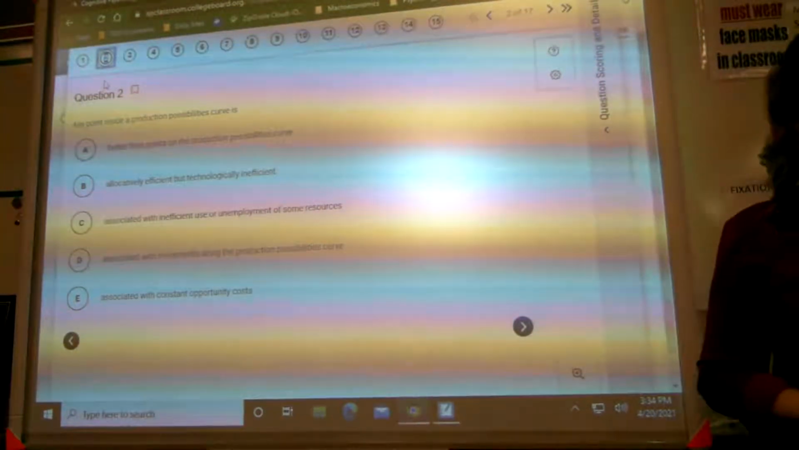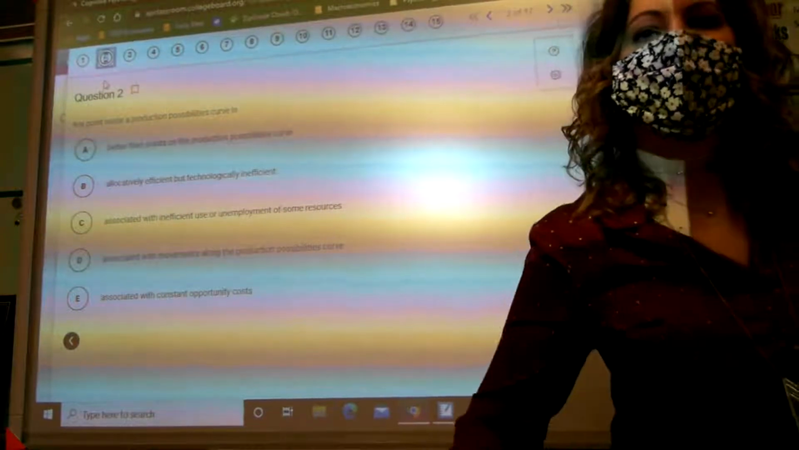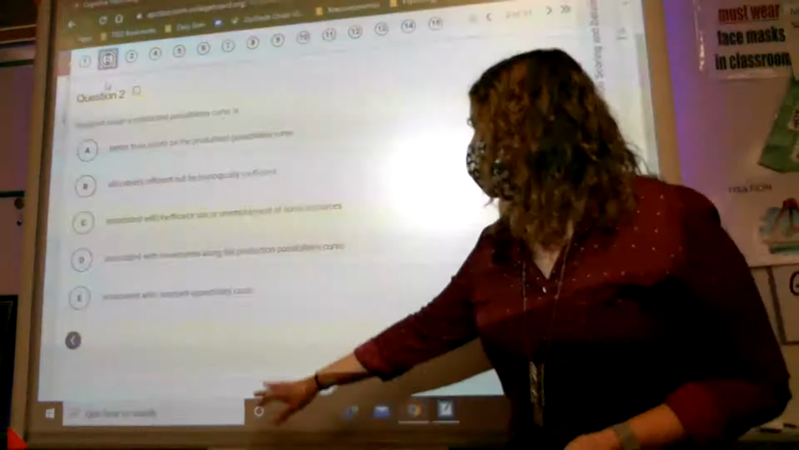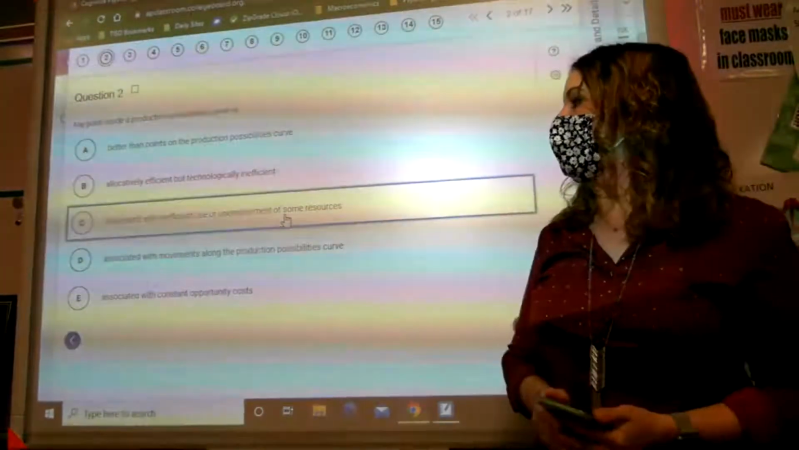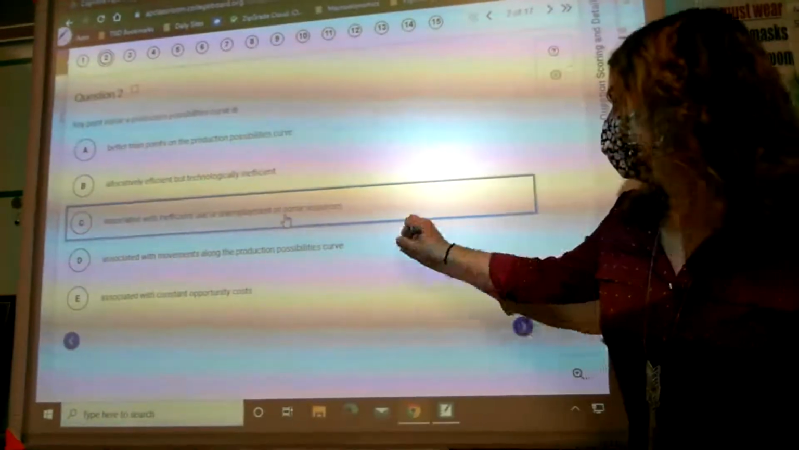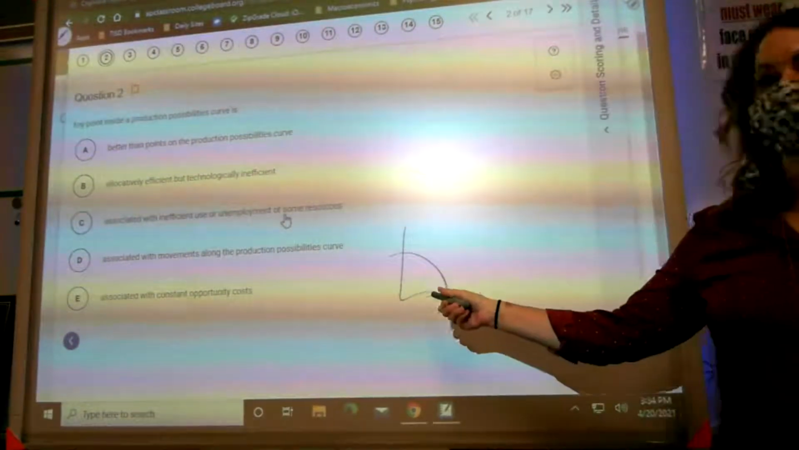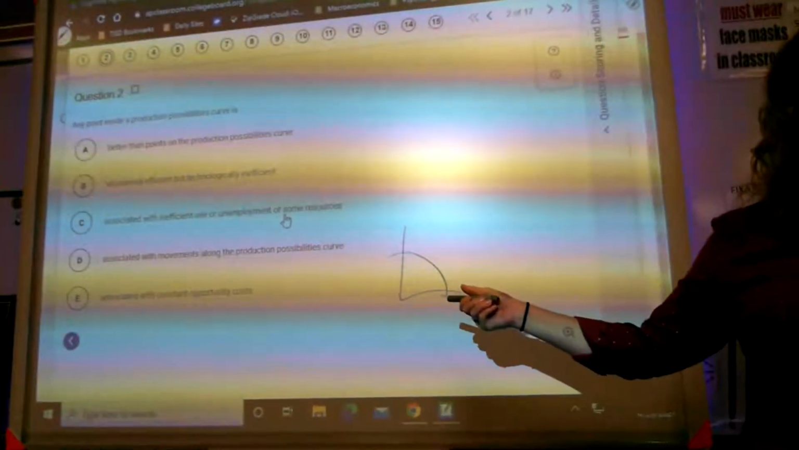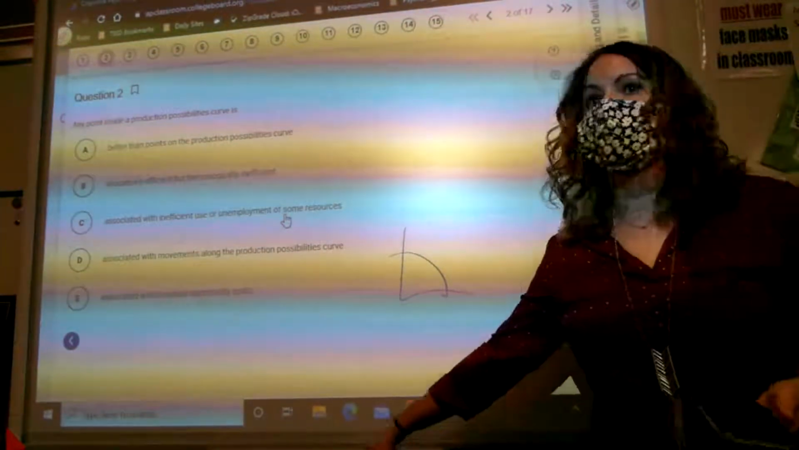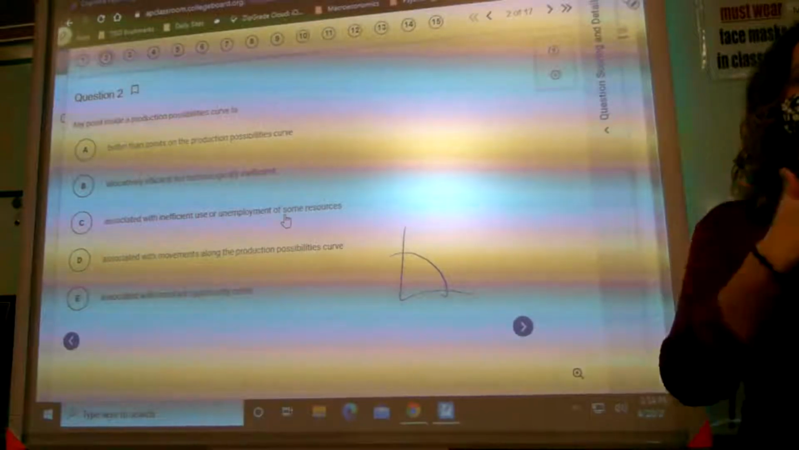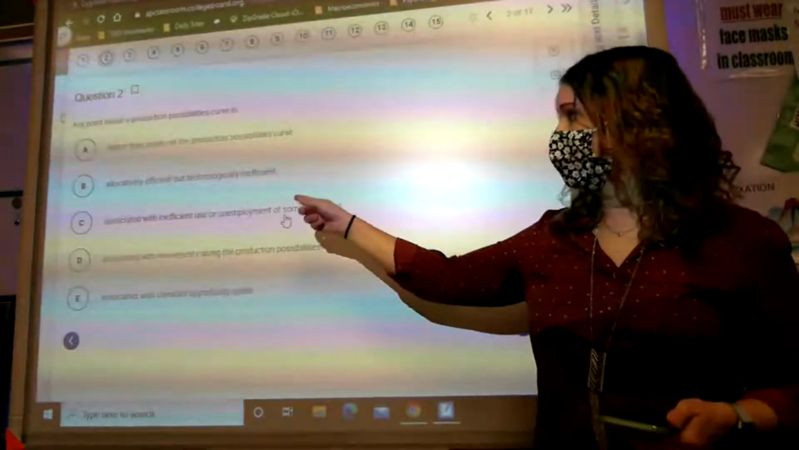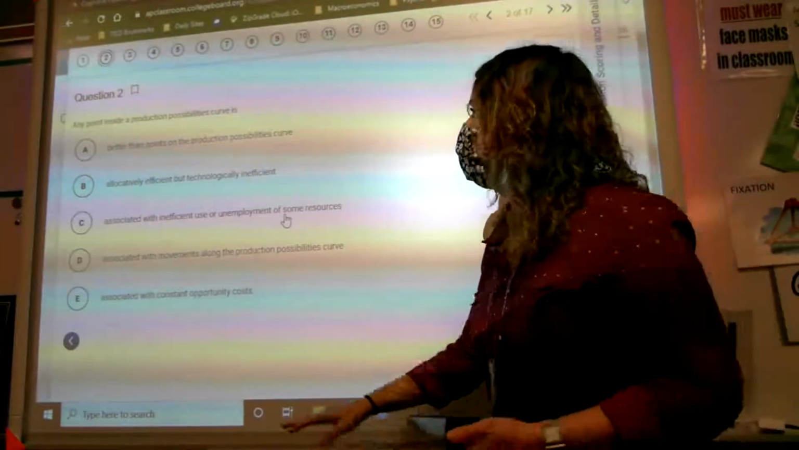Inside the PPF curve. Okay, it looks like we have the same answer all the way around. That is correct. Associated with inefficient use or unemployment of some resources. Remember, what is this on an aggregate supply and demand graph? What is that point inside? That's a recession. So of course there's unemployment. Use the real word, unemployment, not just unemployment of some resources, unemployment of labor, that's unemployment.